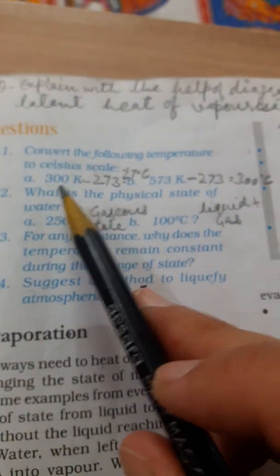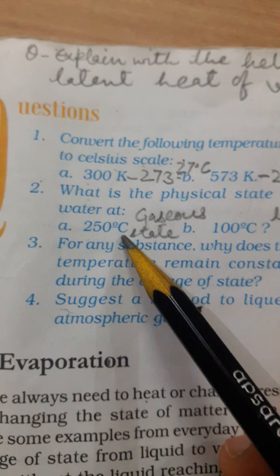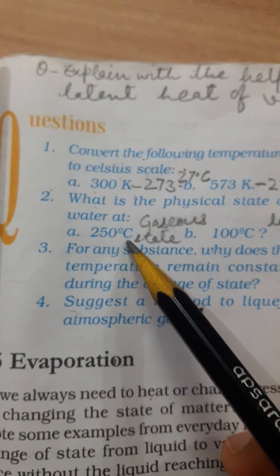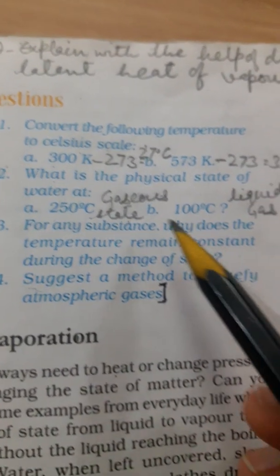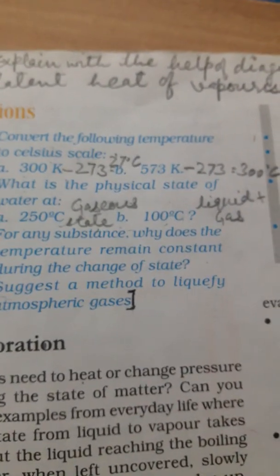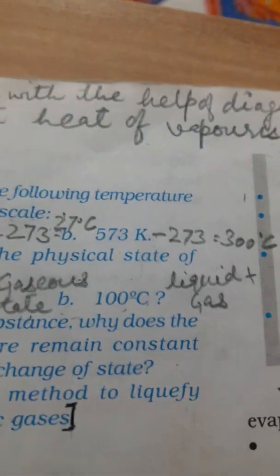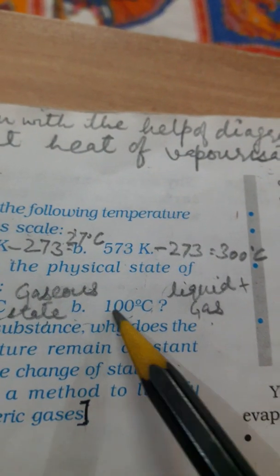Now the next question is: what is the physical state of water at 250 degrees Celsius? Water starts boiling at 100 degrees Celsius, so above 100 degrees it will be in the vapor or gaseous state. In part B, it is 100 degrees Celsius, which is the boiling point of water. So at this temperature water will be in both the liquid and gaseous states. At the boiling point the substance is in both states.